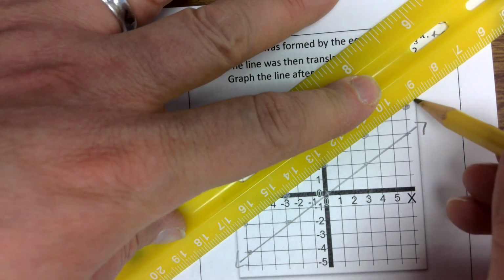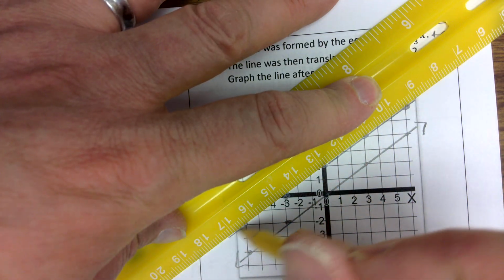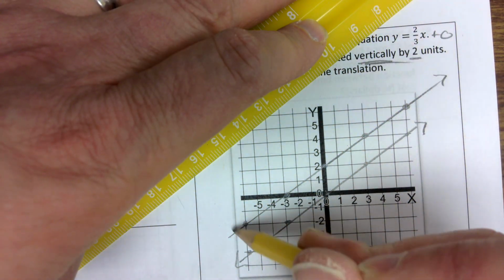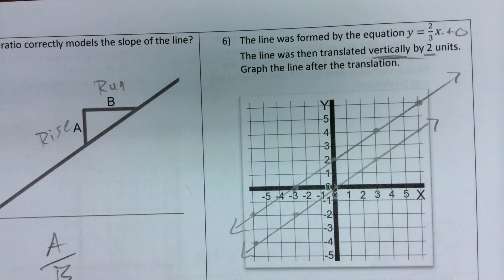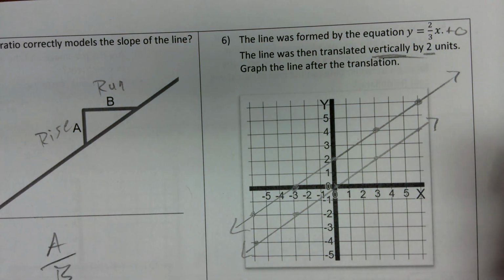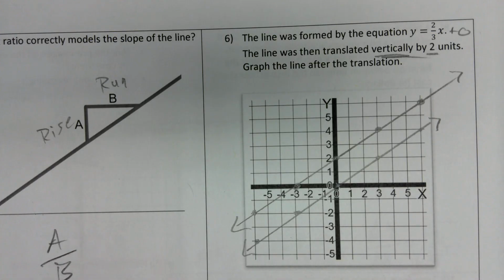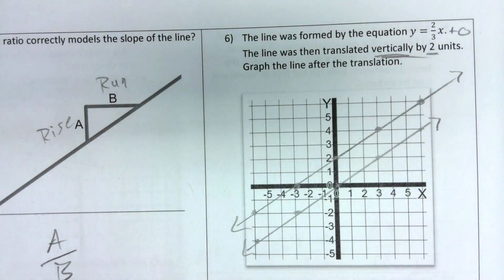Use a straight edge, a ruler, or a protractor to make this as straight as you can. And we have our line right there, our translated line, which, I mean, that's really all that's happening when we add a y-intercept on there. But yeah, there you go.